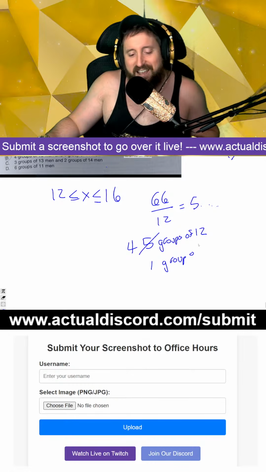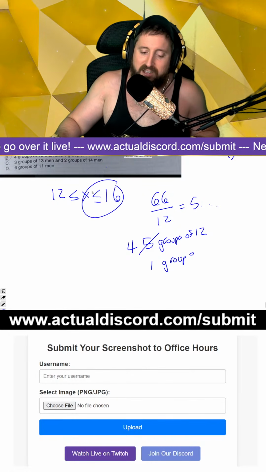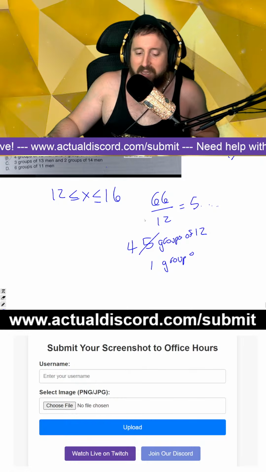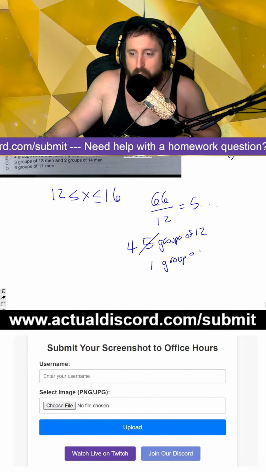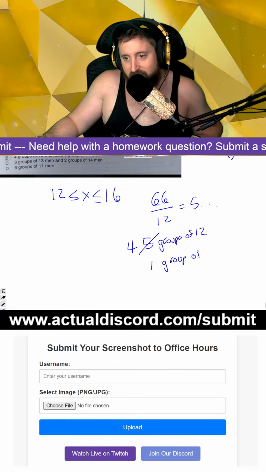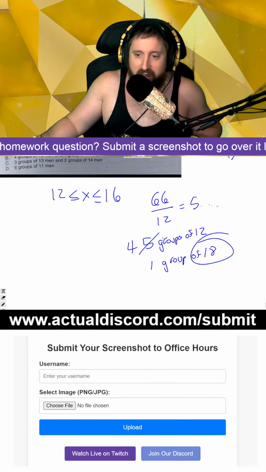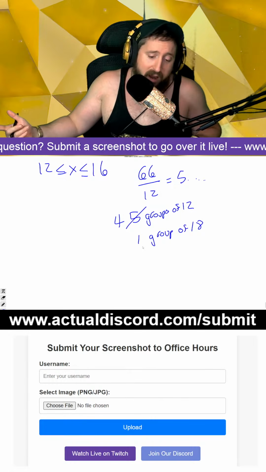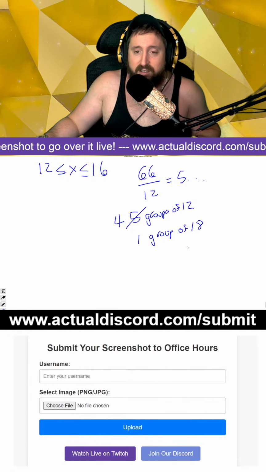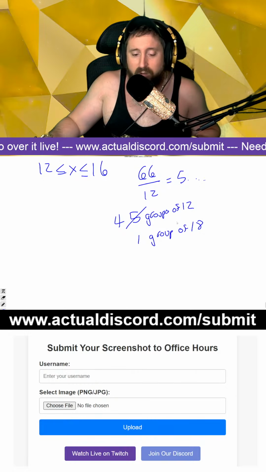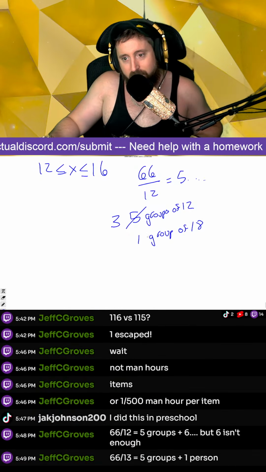Okay, so now we need 18. This is actually kind of a tricky question. Because they can't be greater than 16. Oh, man. I would need 4 of this in 1 group of 18. But I can't do that. 18's too big. So I could split this into a group of 12 and a group of 6, but then the 6 is too small. Okay, so I think we can only do 3 groups of 12.